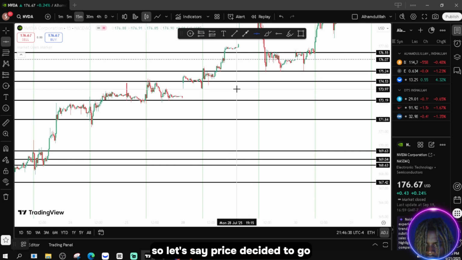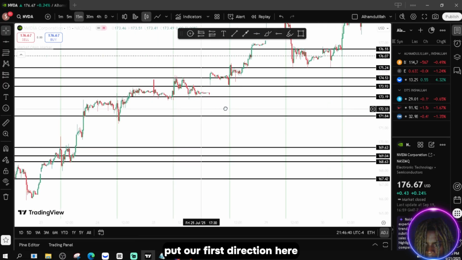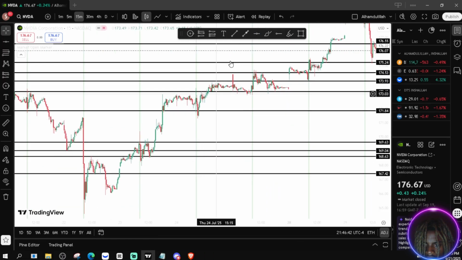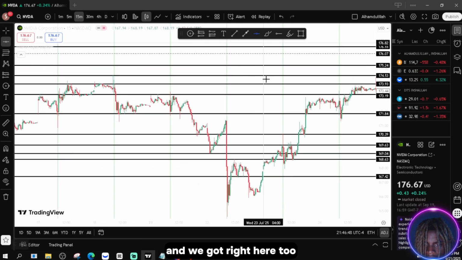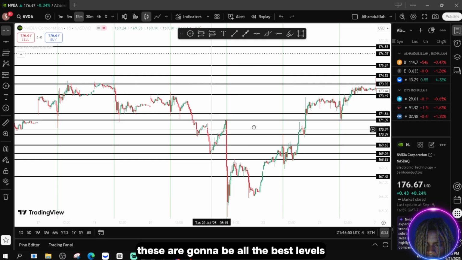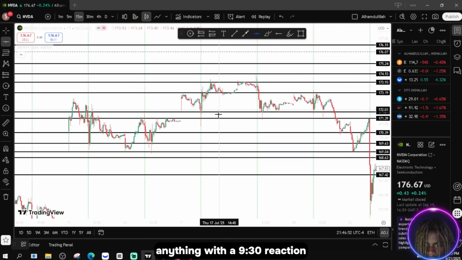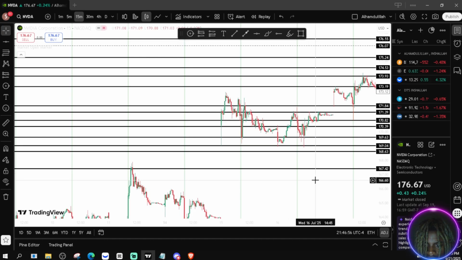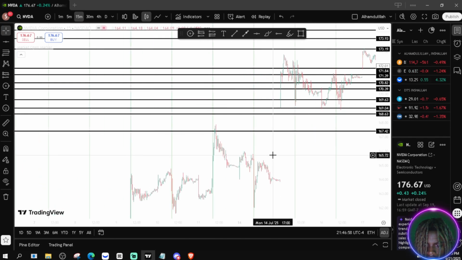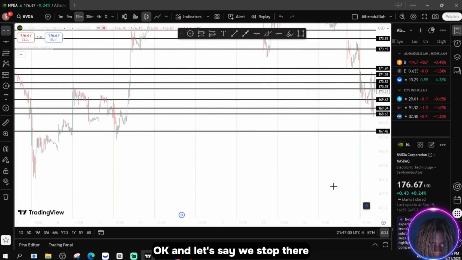So say price is set at 2. Go in upwards direction here. Price went up right here. And then we got right here too. These are going to be all the best levels. Anything with the 930 reaction is going to be the best level supply. Okay, let's say we stop there.